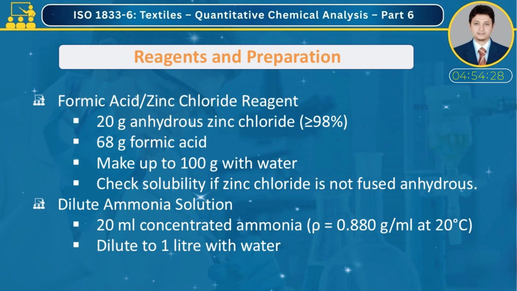Reagents and preparation. The key reagent is a formic acid and zinc chloride solution. It is prepared by dissolving 20 grams of anhydrous zinc chloride with a purity of at least 98% and 68 grams of anhydrous formic acid, making up the total to 100 grams with water. If zinc chloride other than fused anhydrous grade is used, its solubility performance must be verified. Additionally, a dilute ammonia solution is required, prepared by diluting 20 milliliters of concentrated ammonia to 1 liter with water.